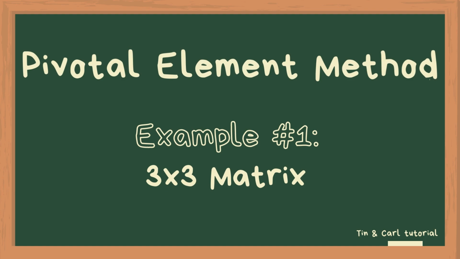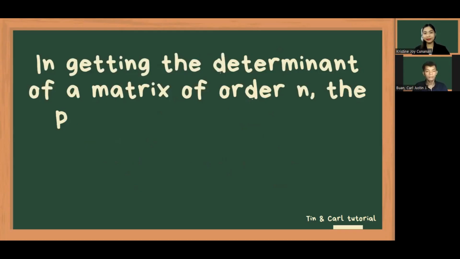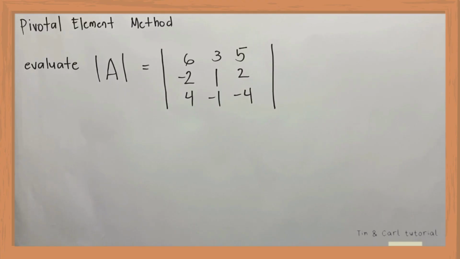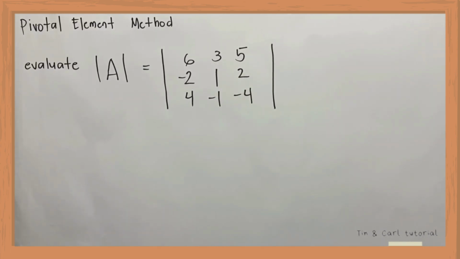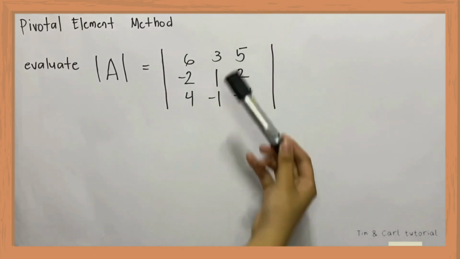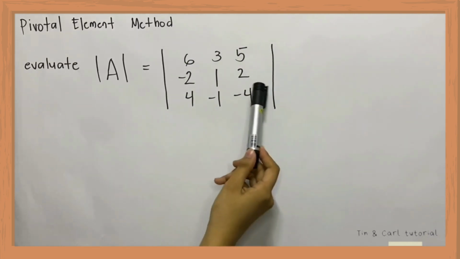Pivotal element method, example number 1 using a 3x3 matrix. Find the determinant of matrix A. So, you need to evaluate the matrix A. Meron tayo ditong 3x3 matrix. 1, 2, 3, 3 columns.